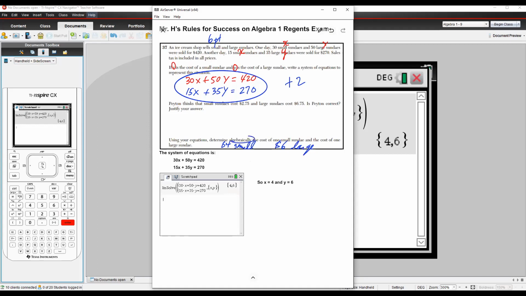Now, we didn't solve this algebraically. We did it using the calculator. So they're not going to give us the full 2 points. They're only going to give us 1 point. But let's get it. Let's get those points. Let's get all of those points.